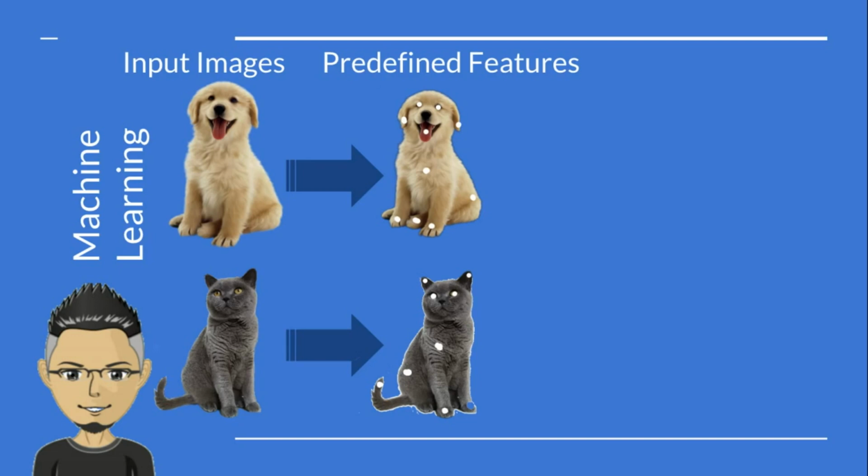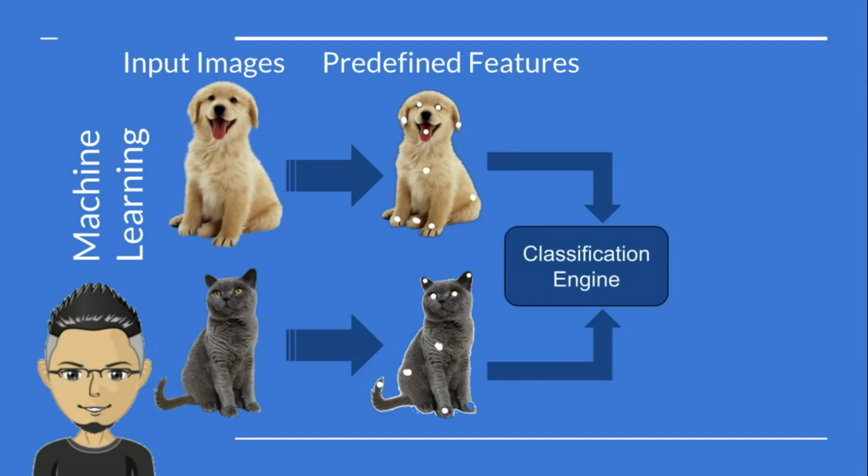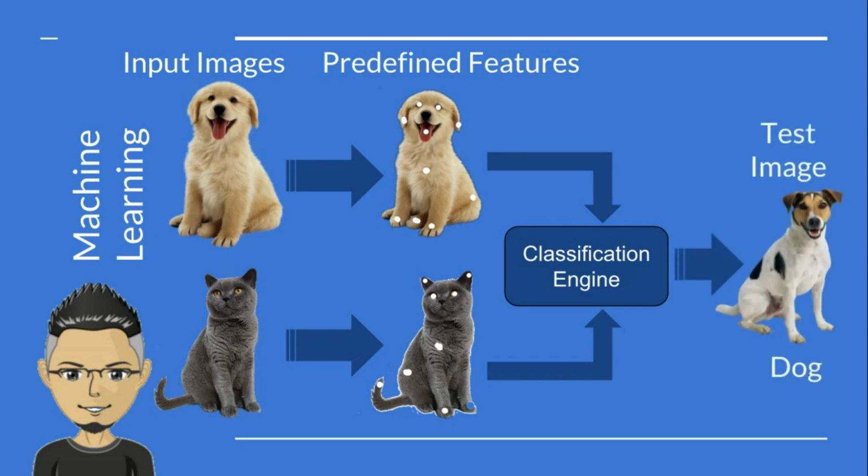These numerical values or features are then fed into a classification engine along with the desired output. They are made to train with those feature vectors and the output value. Then, if provided with a test image, it gives us the desired output.